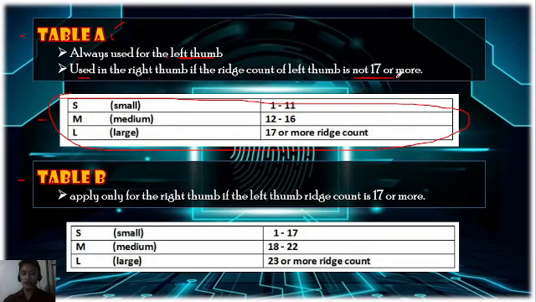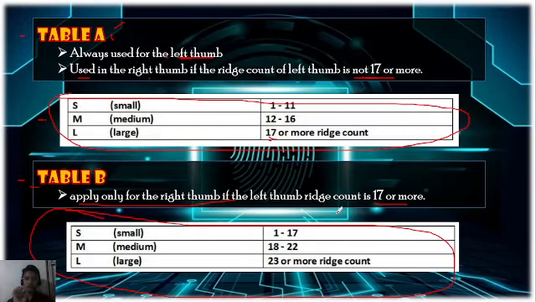So, pag not 17 or more ang ridge count, table A ang gagamitin. Pero kapag sumobra na, 17 or more ridge count, ibig sabihin po niyan, the table that we are going to apply for the right thumb is table B. So, gagamitin natin si table B kapag more than 17, or to be exact, 17 or more ang ridge count niya. Then, ang gagamitin natin kay right thumb finger ay table B.